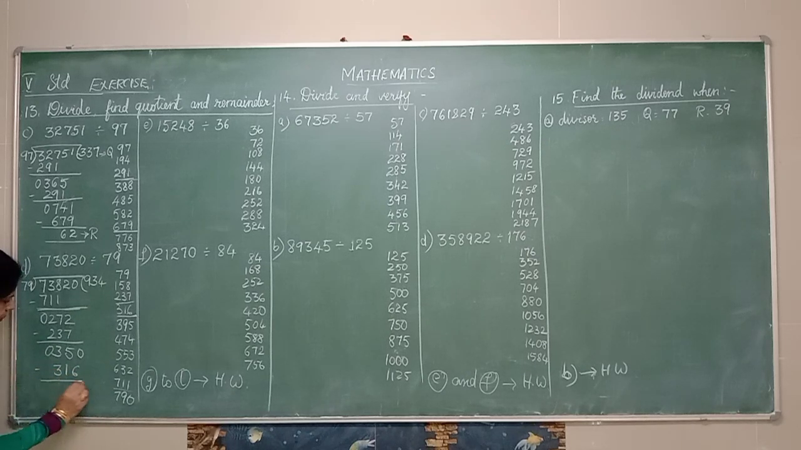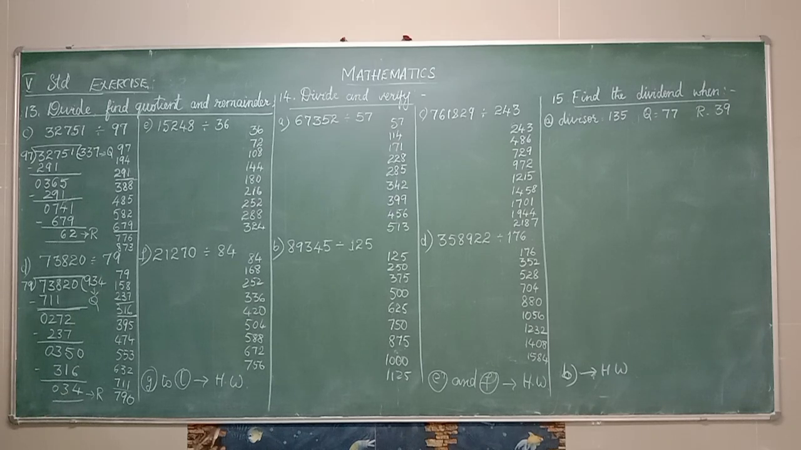316 minus. So from 0 you cannot minus 6. You have to borrow. This becomes 10. Here it will be 4. Okay. So 10 minus 6 is 4. Now 4 will be here. 4 minus 1 will be 3. And 3 minus 3 is 0. So what is the quotient? 934 is the quotient and 34 is the remainder. So quotient is equal to 934 and remainder is equal to 34.